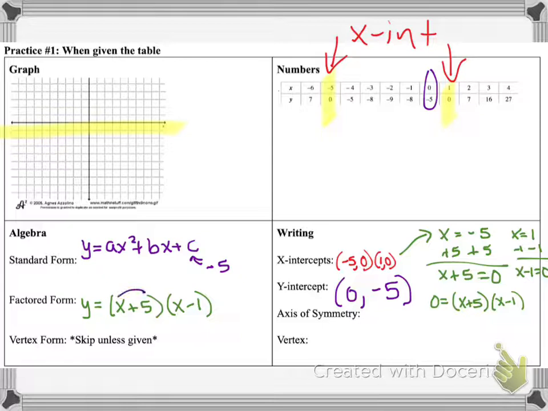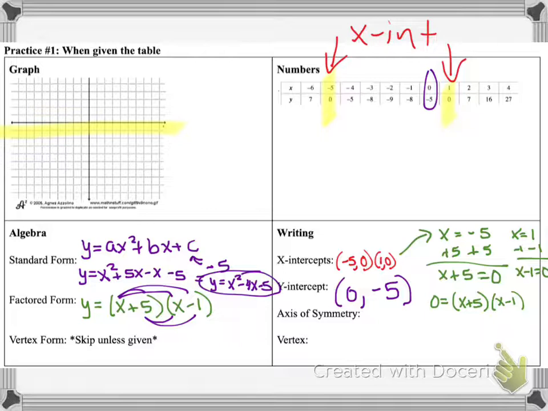So I can multiply x times x, x times -1, 5 times x, and 5 times -1. And I do get this x squared, which gets me there. There's my standard form, and here is my factored form.